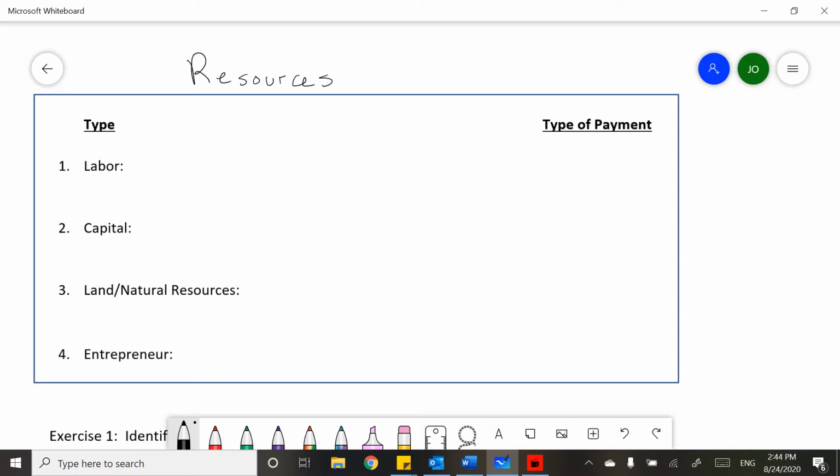So, in economics, basically anything that you can use to produce something else, a good or a service, is called a resource. In economics, we classify basically every resource into four categories or types of resources: labor, capital, land (which can also be thought of as natural resources), and entrepreneur. So let's go and define each type of resource as we think about them in economics.